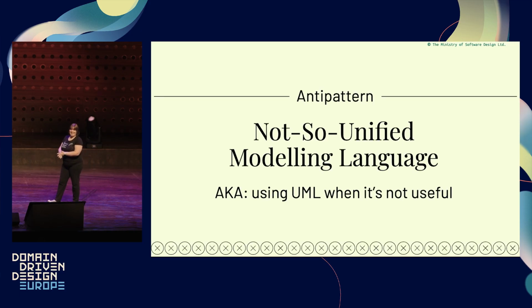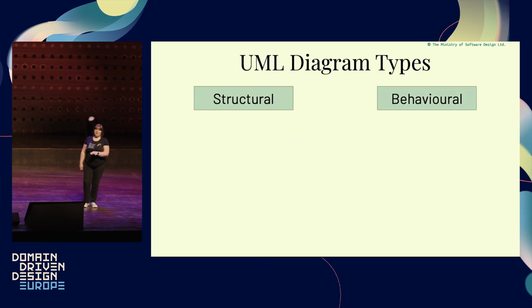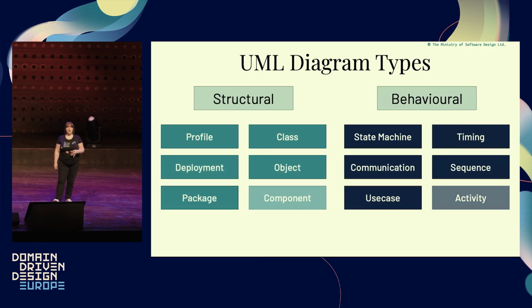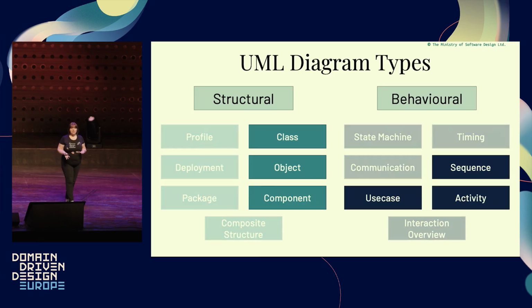Right, UML again. Not so unified modeling language, also known as using UML when it's not useful. Now, UML can be useful when you're trying to communicate a particular thing to a particular audience. Now, UML diagram types are actually split into structural and behavioral, but you might not know that there's actually 14 different types there, quite a lot. And if we use any of them, we tend to only use a few of them in anger, things like the class diagram or a sequence diagram.